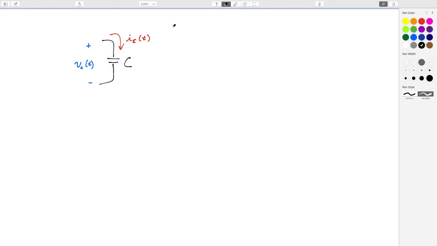You can actually write this relationship out in two ways, and we're going to use it both ways. First of all, we can say the current through the capacitor as a function of time is C dV_C(t)/dt. So basically, the current through the capacitor is proportional to the capacitance itself and the derivative of the voltage across it with respect to time.